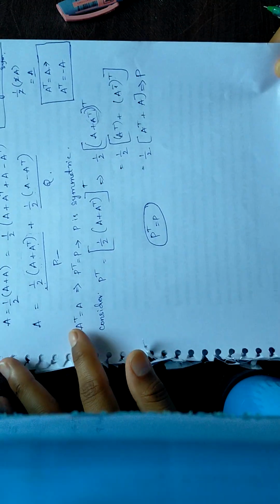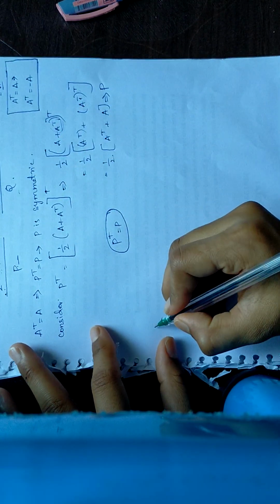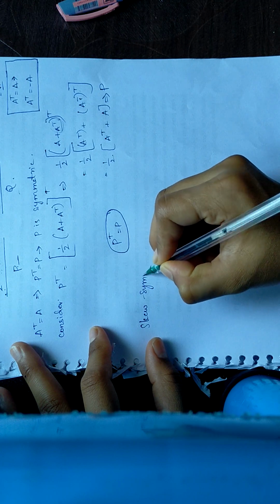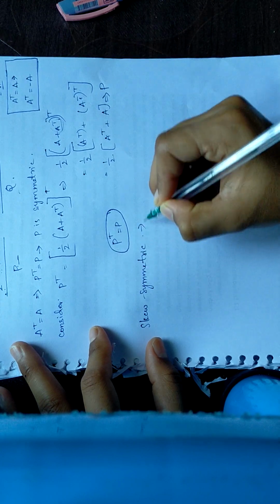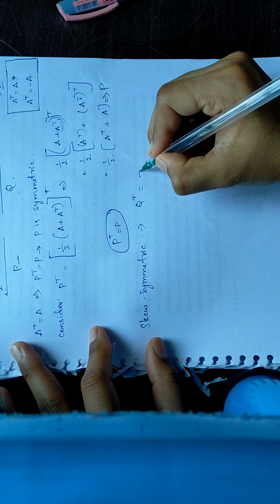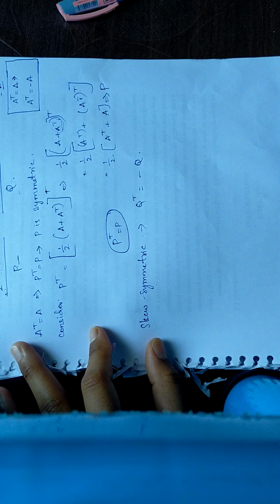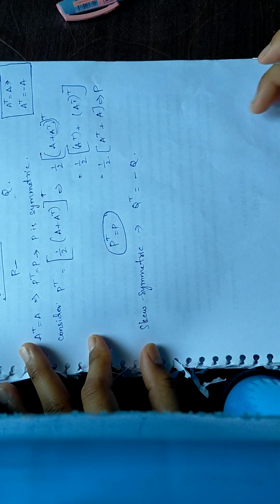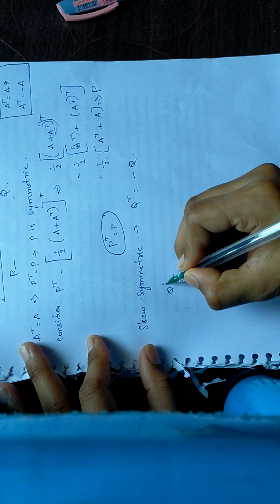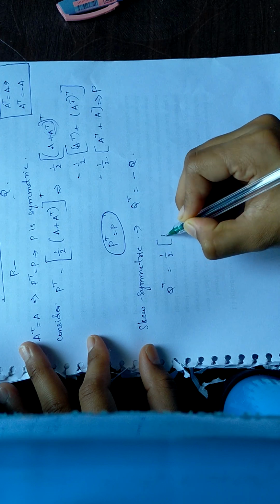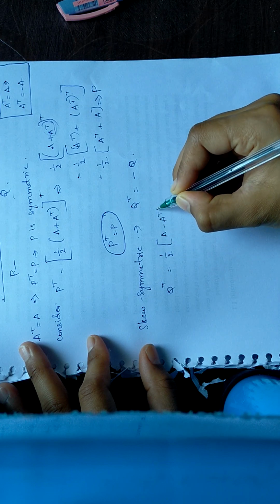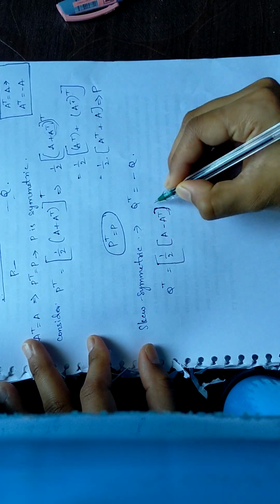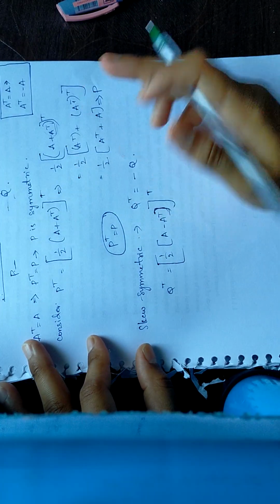Now let's prove Q. For skew symmetric, we are saying that Q is skew symmetric. That means Q transpose should be minus Q. If we get this condition, then it is satisfied. Now let's take Q transpose, that means half of A minus A transpose, this is Q, right? I took this one. Now whole transpose, same as we did for P.